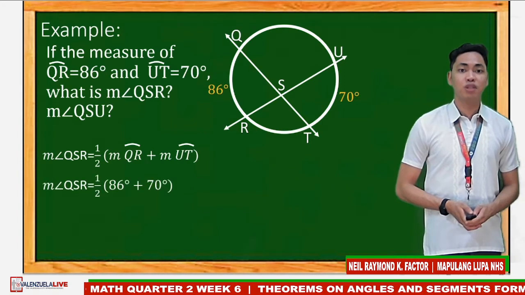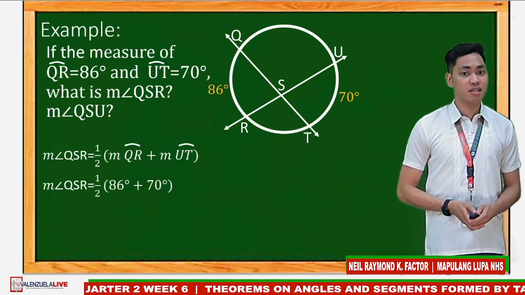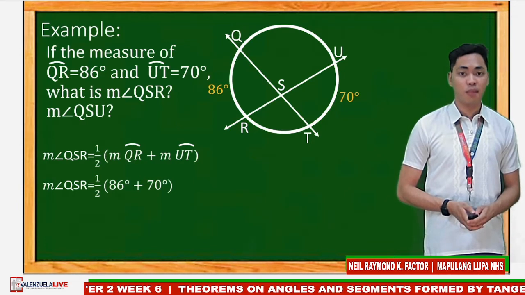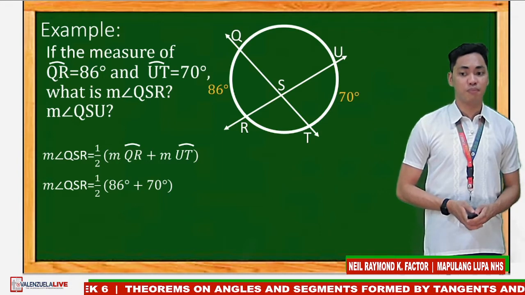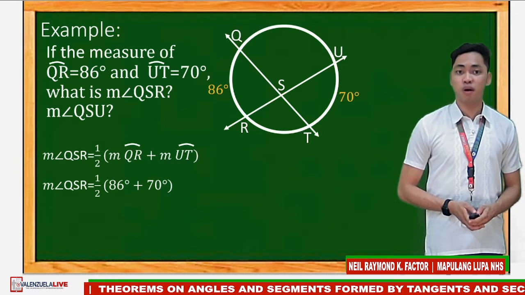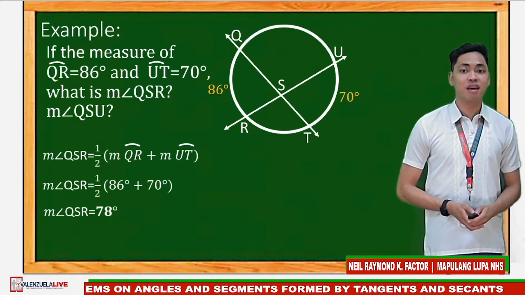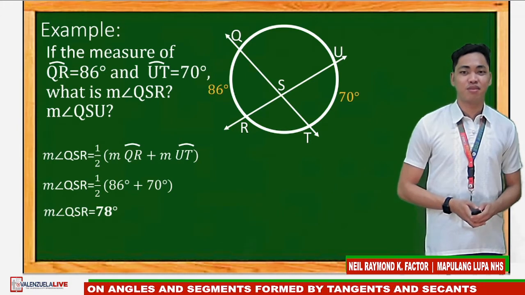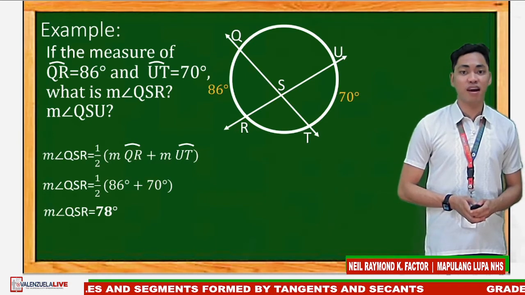So measure of angle QSR is 1/2 the sum of 86 degrees, the measure of arc QR, and 70 degrees, the measure of arc UT. We just perform the corresponding arithmetic. We have the measure of angle QSR is 78 degrees. So that's one of the items that we are looking for, the measure of angle QSR.